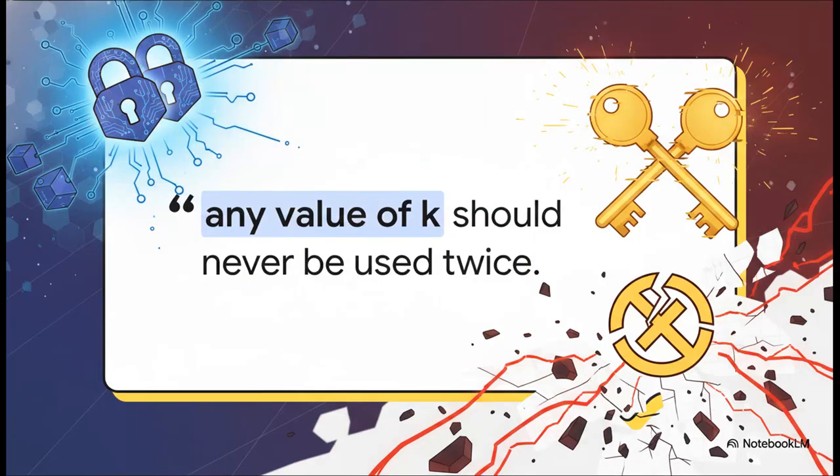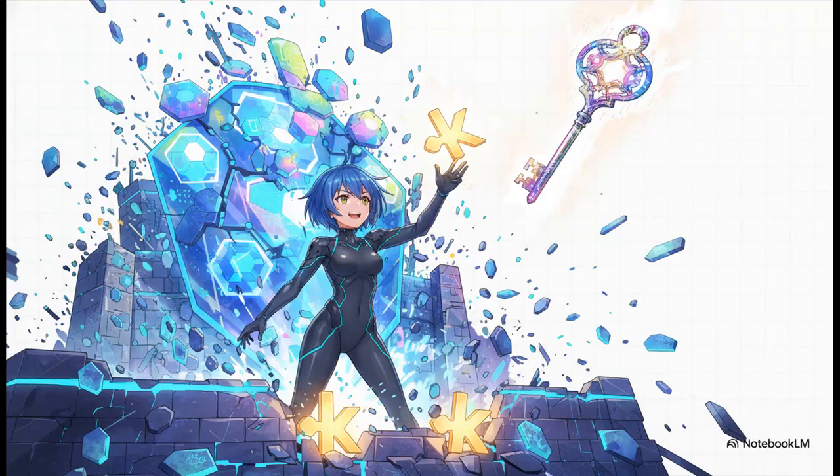But, wow, here is the dramatic catch, and the author explicitly warns about this in the paper. We just talked about that random number k, right? Well, any value of k should never, ever be used twice in the signing process. If you reuse k to sign two different documents, the entire security of the system completely collapses. No joke. Because here's what happens.